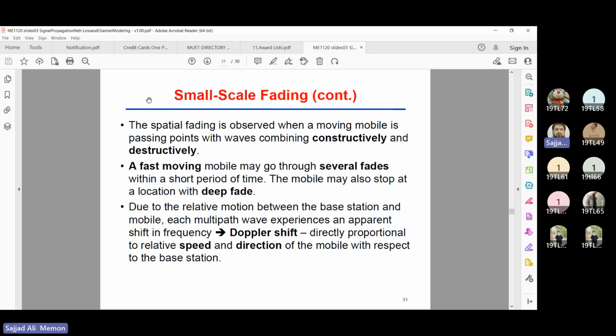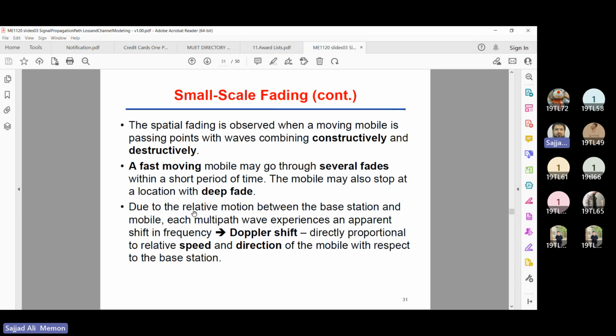Spatial fading is observed when a moving mobile passes points with waves combining constructively and destructively. A fast-moving mobile may go through several fades within a short period of time. The mobile may also stop at a location with a deep fade. So if you are moving too fast, fading will be on the higher side, or several fades occur within that time, or maybe a single deep drop in power. A single deep drop in power may halt your connection or drop the connection.